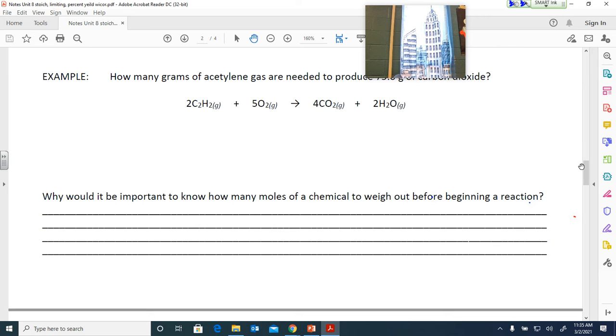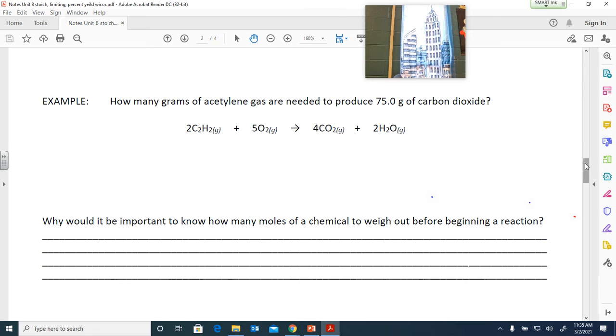So same deal. We're going to start with what's given. I'm going to put things in the right spots. So I'm given 75 grams of carbon dioxide. This one, 75 grams of carbon dioxide. They want me to get to grams of acetylene gas.